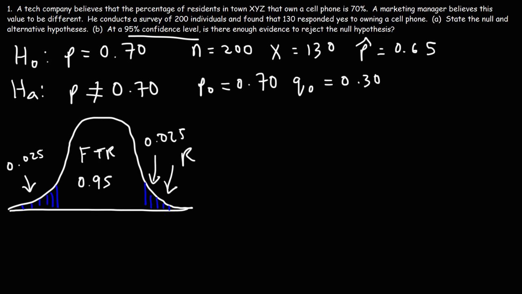Now, we need to determine the z-value that corresponds to these two points here. Now, the table that I'm going to use gives me the z-value if I know the area from the left. So I'm going to find the z-value at this point. The cumulative area from the left is the sum of these two values, which will give me an area value of 0.975. So now I'm going to use the table to get the z-value that corresponds to that area.